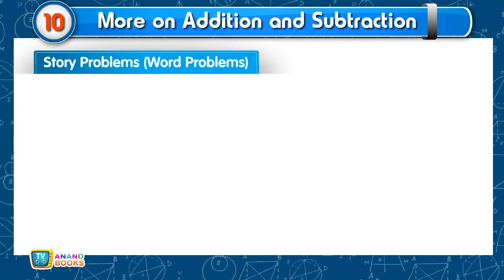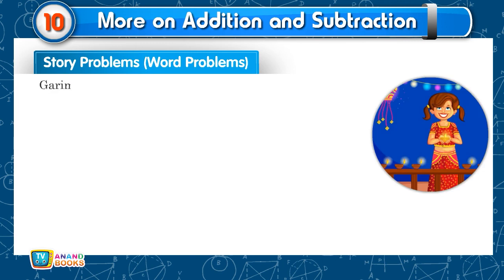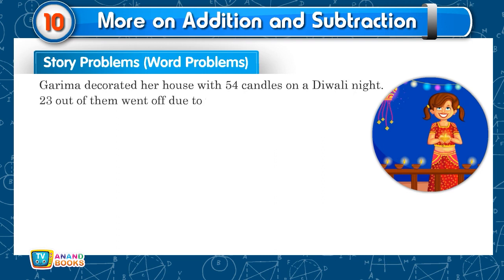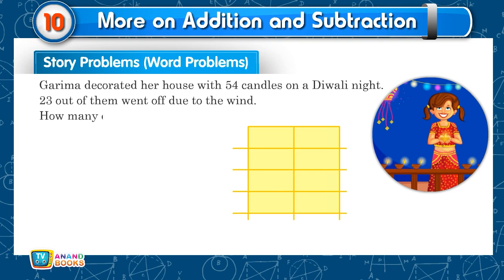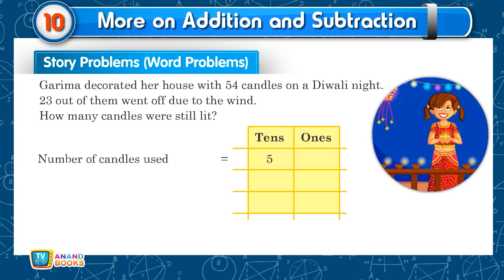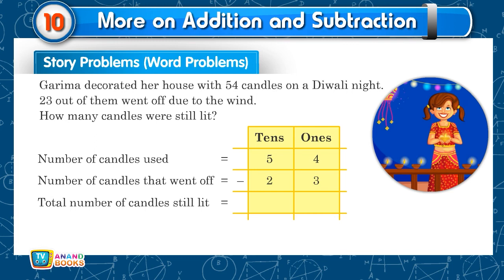Story problems, word problems. Garima decorated her house with 54 candles on a Diwali night. 23 out of them went off due to the wind. How many candles were still lit? Number of candles used, 54. Number of candles that went off are 23. So, total number of candles still lit are 54 minus 23, is equal to 31. So, 31 candles were still lit.